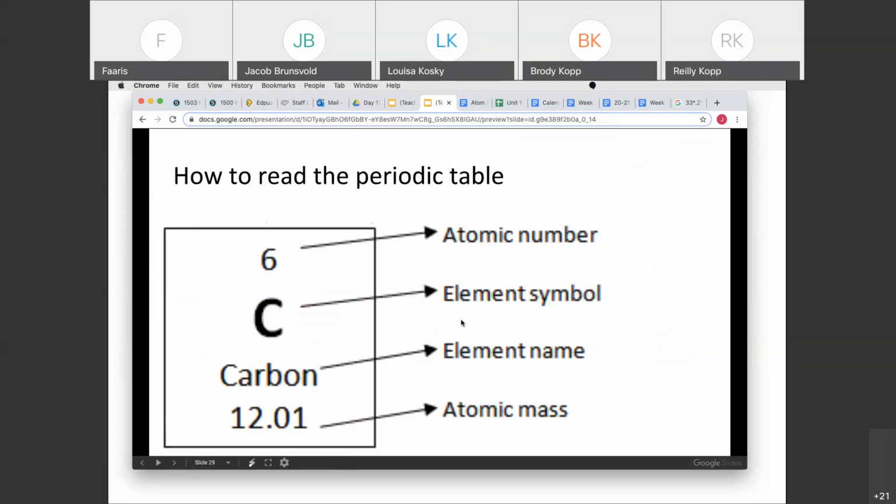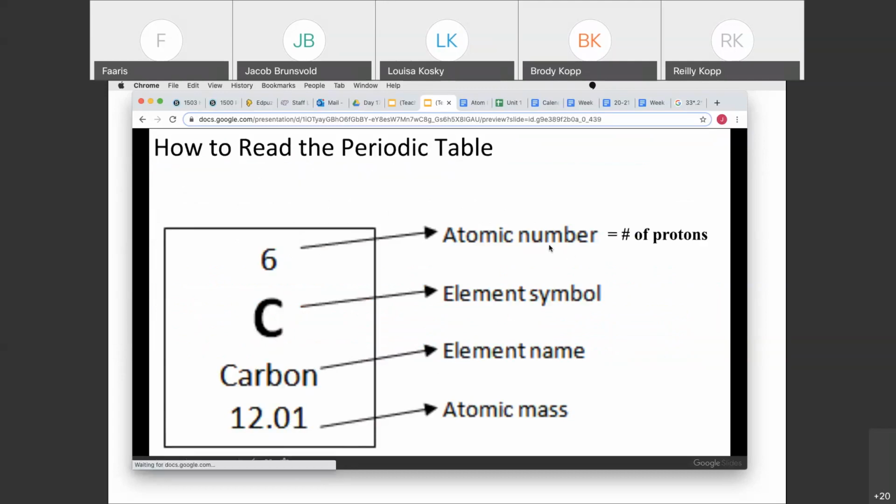Okay, so this is just a reminder how to read the periodic table. This number up top is the atomic number. This is the element symbol, this is the element name, and this is the atomic mass on the bottom here. Remember that the atomic number is just the same as the number of protons. So carbon is atomic number 6 because it has 6 protons.